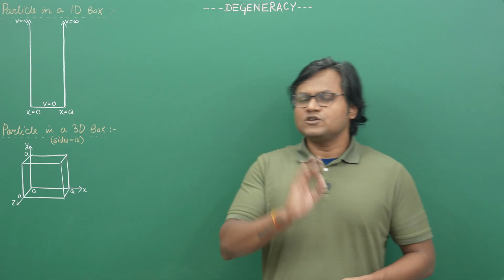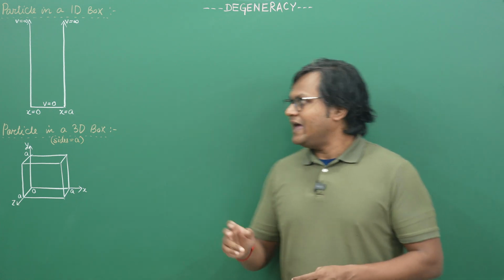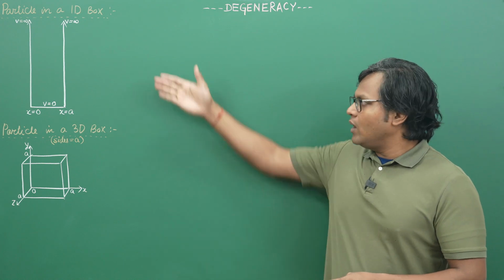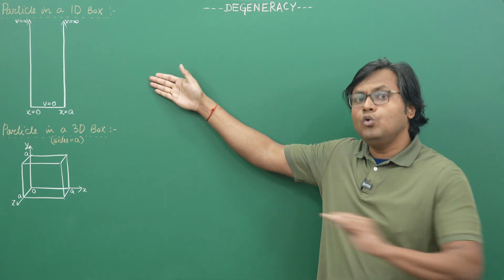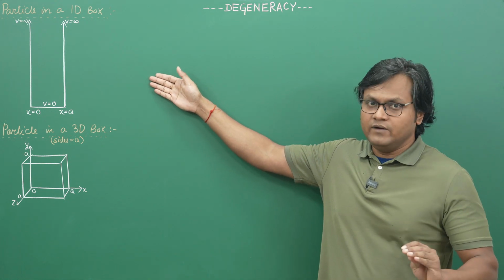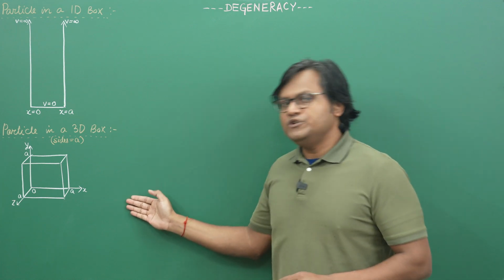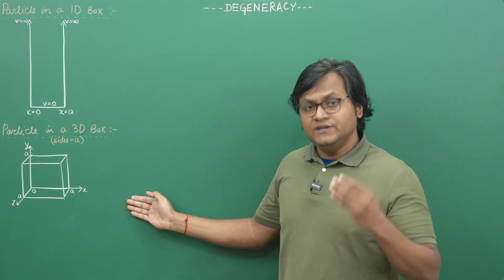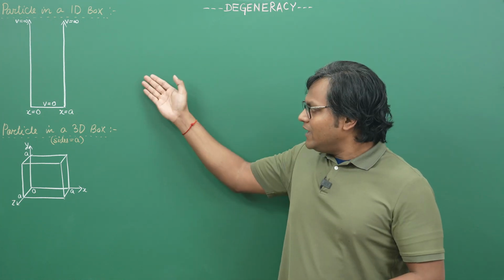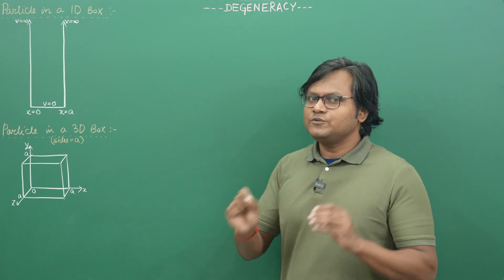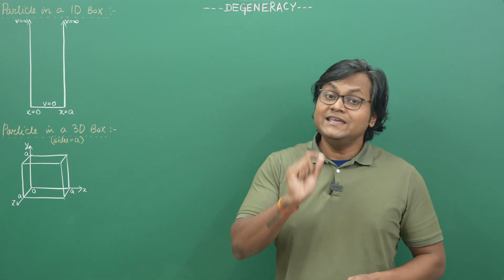Now, to understand this concept of degeneracy, I have two examples. One, a system which has no degeneracy whatsoever, and another, a system which has a large number of degenerate states. By looking at both their states, the concept of degeneracy will become very clear to you.